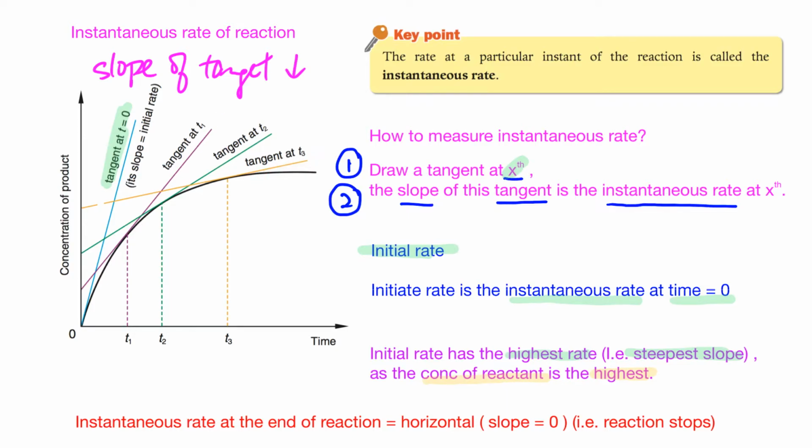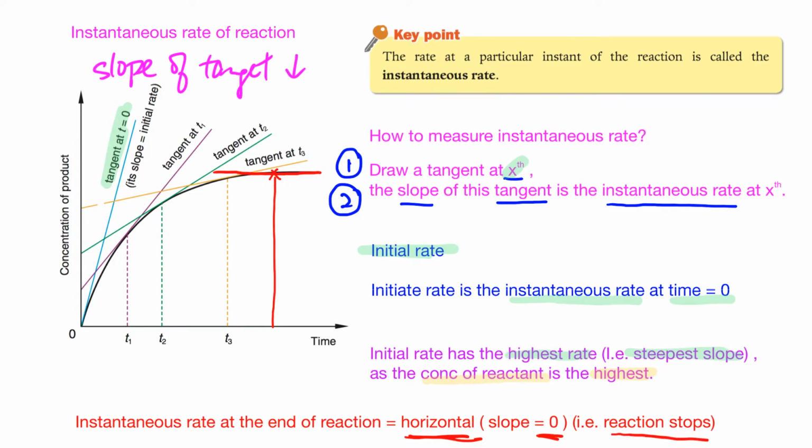Finally, if you have the reaction finished, say for example at this point, if I draw a tangent at this point, then you'll find that the slope of this tangent will equal 0 because the tangent is horizontal. So we'll say that the instantaneous rate at end of reaction will be horizontal, slope will be 0. It indicates that the reaction stops at this moment.